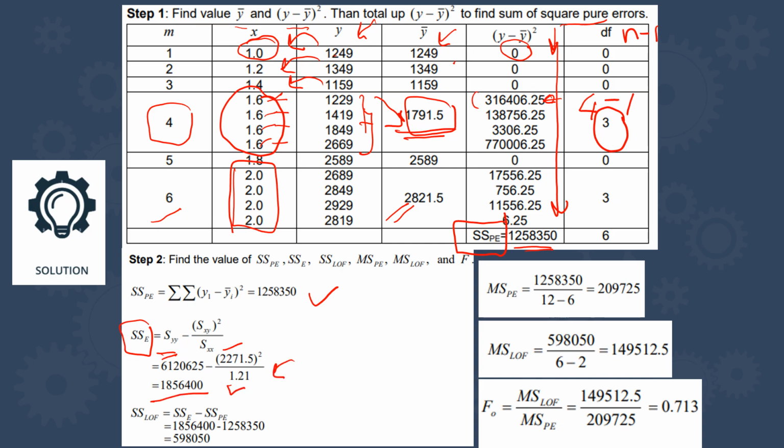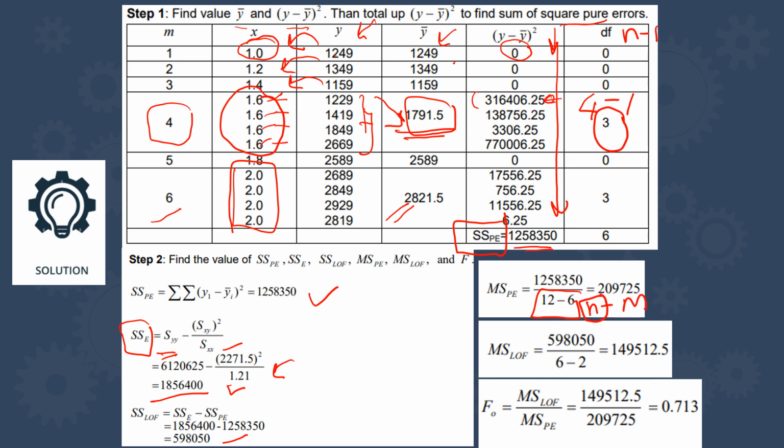And the sum of square of lack of fit is just the sum of square error minus the sum of square of pure error, and then you get the answer. And the F statistic can be calculated by dividing the mean of square lack of fit by the mean of square of pure error. And don't forget, this is your degree of freedom. This is n minus m.